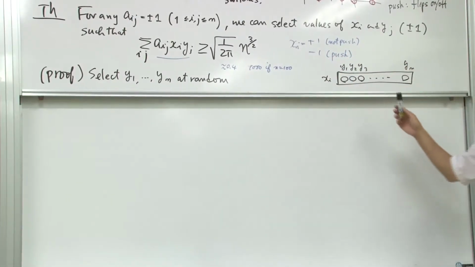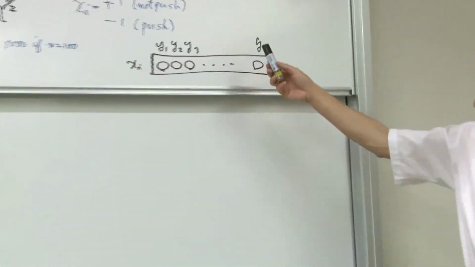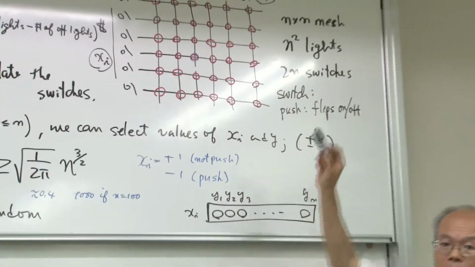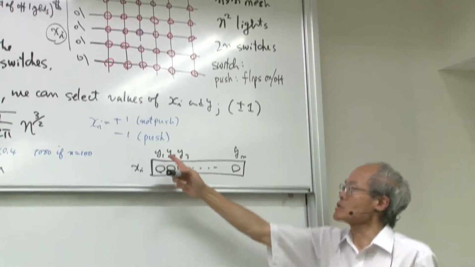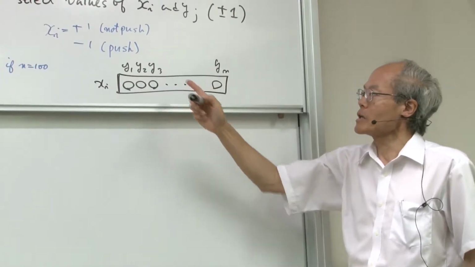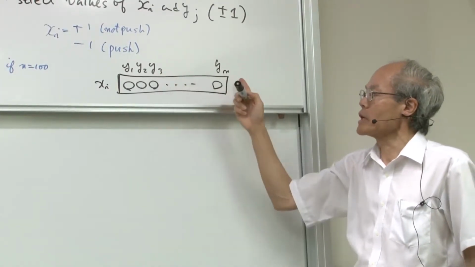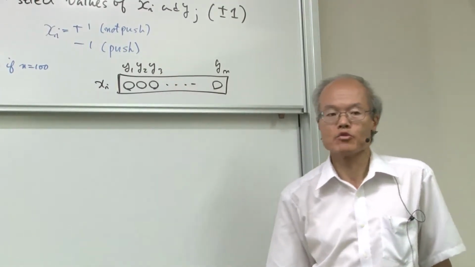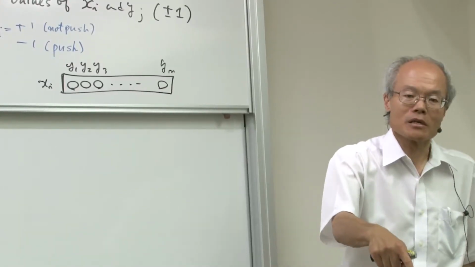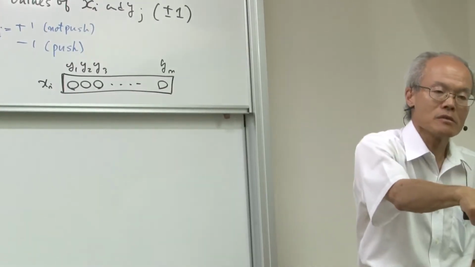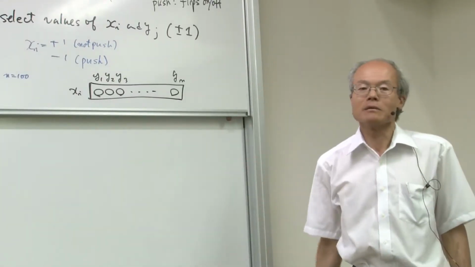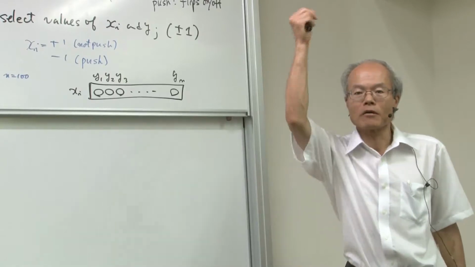Okay, look at this law. Then the switch is y1, y2, y3. What you do is just select y1, y2, y3, up to yn completely at random between plus and minus 1. You push the first switch with probability 1/2, same for the others. Just flip a coin.